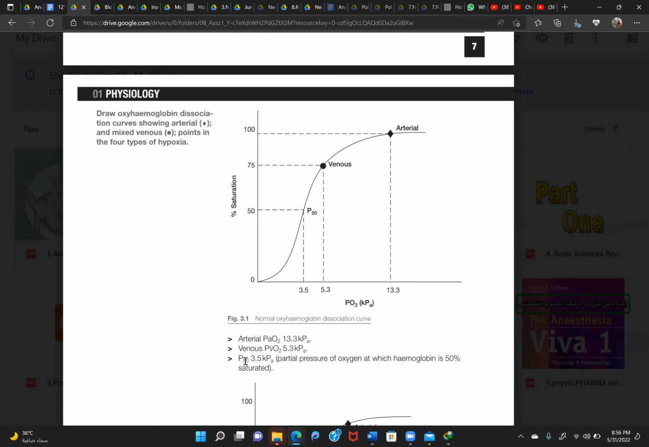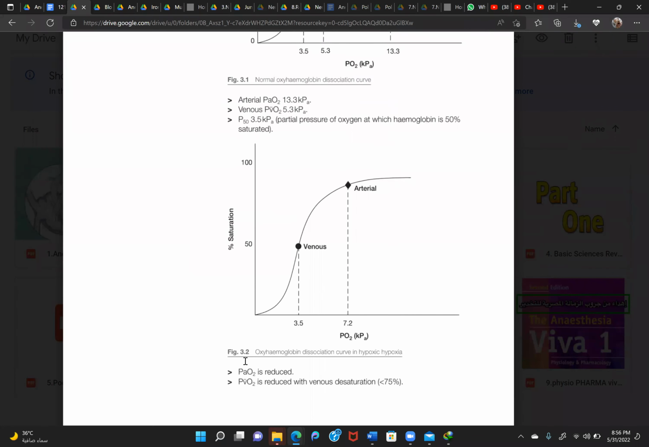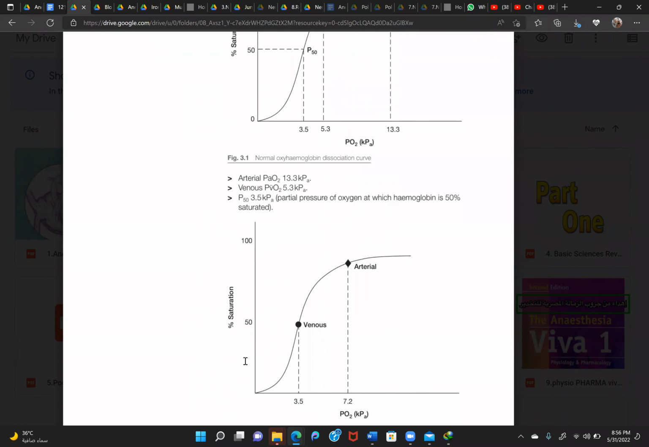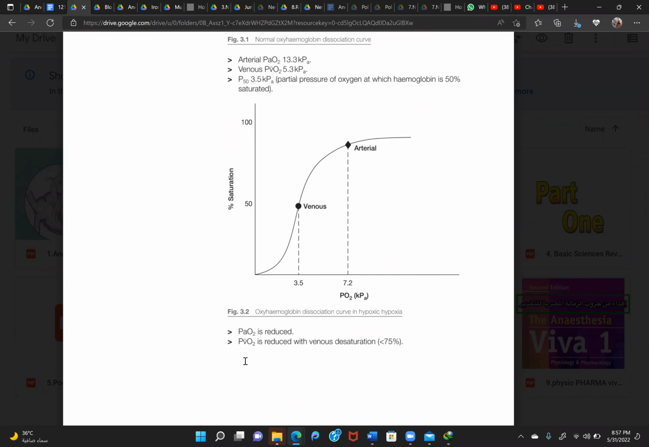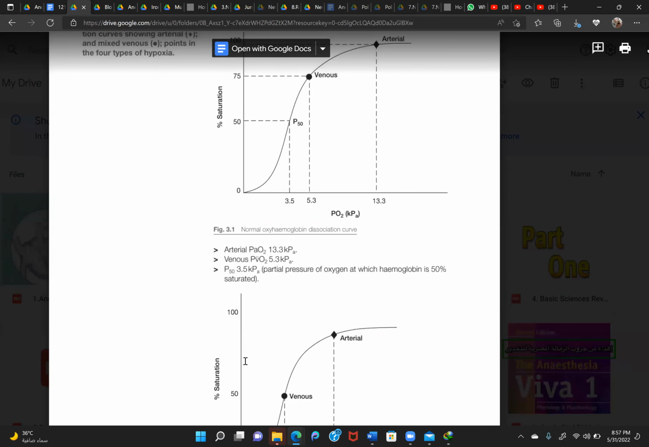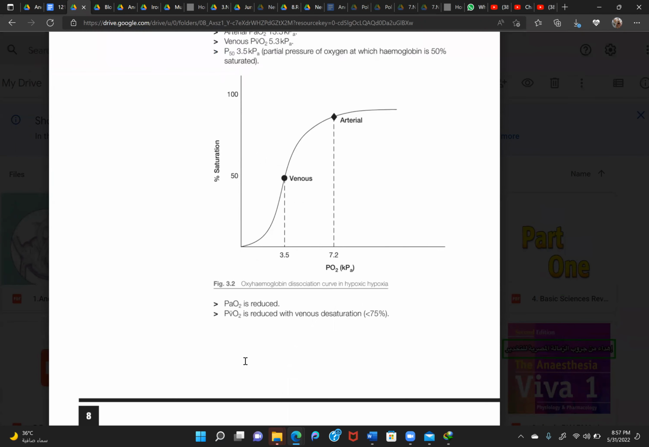So that is the normal oxygen hemoglobin dissociation curve. What has happened here? This was 13.3. Now this is the real hypoxia, so there is no oxygen. You can see PO2 is reduced, so venous saturation also decreases. It was around 5.3 and has become 3.5 because there is no oxygen, so more oxygen is being extracted.